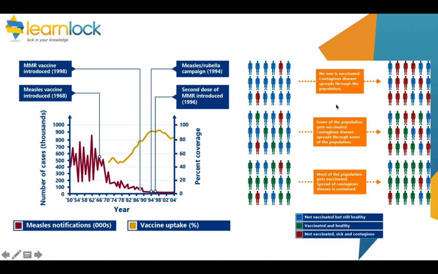This chart here just shows how herd immunity works. If no one is vaccinated, then a contagious disease can easily spread. If some people are vaccinated, then the disease can still spread quite quickly. If most people are vaccinated, then the chance of the disease spreading is very minimal, as you can see here. And that's called herd immunity. So not everyone is vaccinated, but the majority of the population.